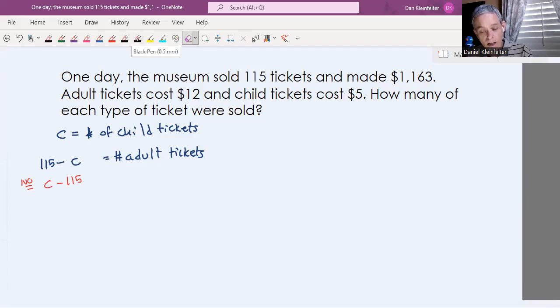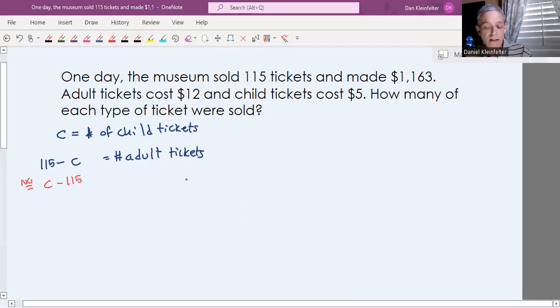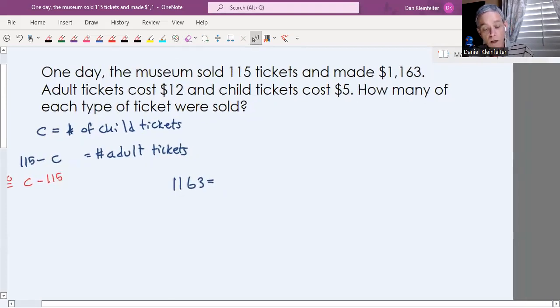Okay, so then our equation is going to be about the value again. The $1,163 that the ticket office made were $5 for each of the child tickets. So that will be 5C. We're multiplying, right? If there were 3 tickets and they're $5 each, 5 times 3, $15. If C were 10, if there were 10 children's tickets at $5 a piece, 10 times 5 is 50. Here we just don't know how many tickets there are. There are C of them. So we'll have 5C for the dollars for the child tickets. For the adult tickets, they were $12 a piece, and we sold 115 minus C of them. Okay, so then that is the setup.